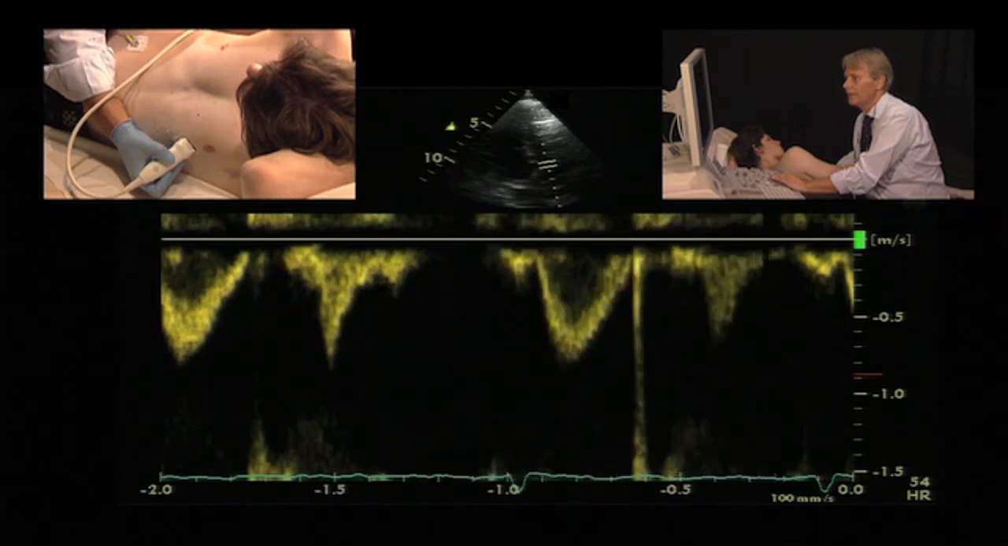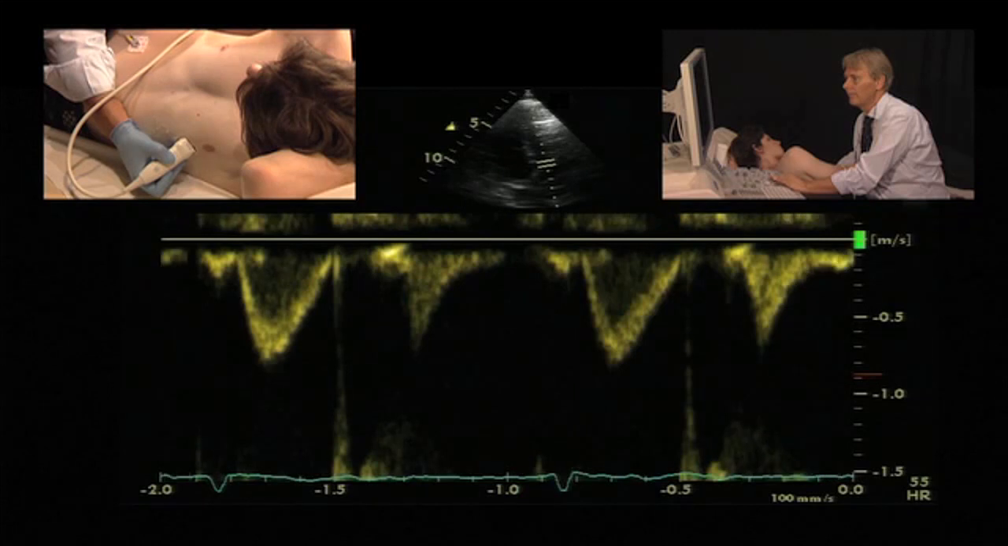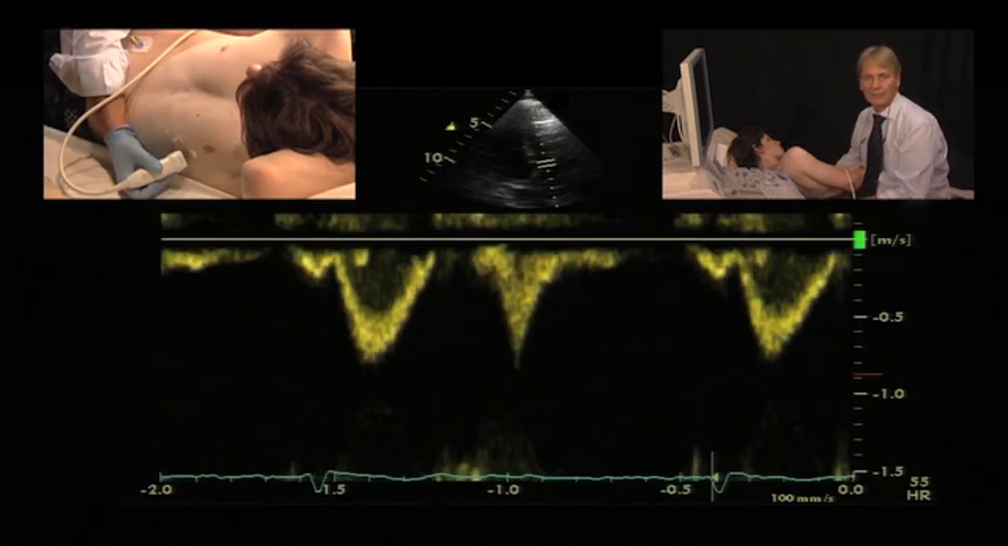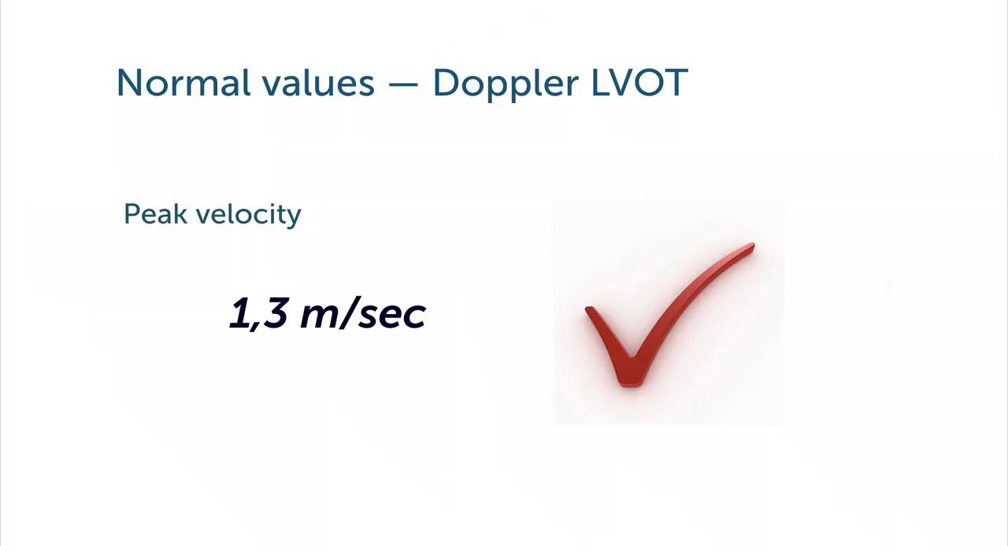Okay? You usually see that the velocity is a bit lower here as well. Okay? So this would be a very nice signal, and here you could actually perform all the measurements you would want to do. The maximum velocity across the LVOT depends on the size of the LVOT and also on the stroke volume. But usually it's in the range of maybe 1 to 1.3 meters per second.